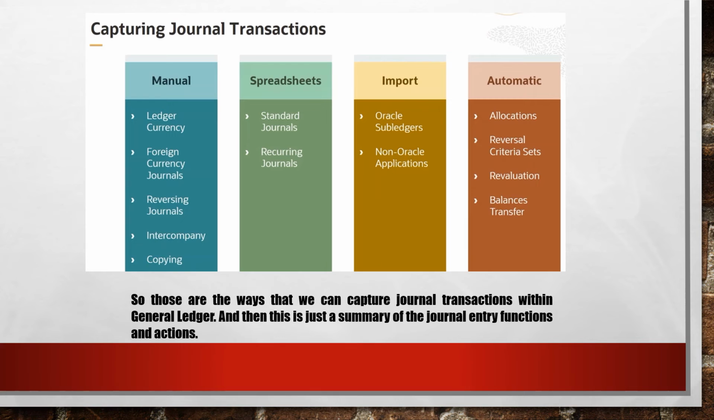All right, so here's a summary. We have the manual journals, then we see how we use spreadsheets, and then we can import, and then we can do these transactions automatically. So those are the ways that we could capture journal transactions within the GL, and these are just some of the summaries for the entry functions and actions.